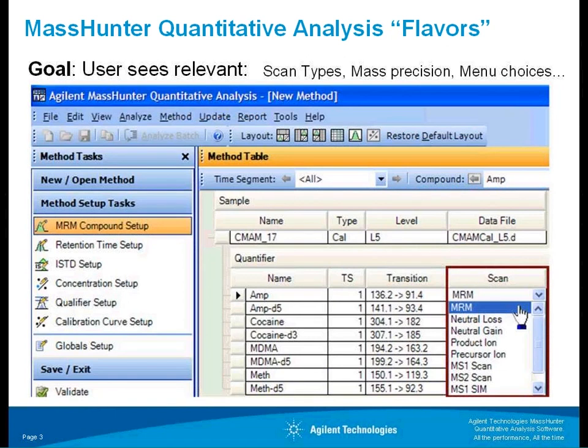So if I look at the flavors, let me give you a concrete example. One of the differences I mentioned is the scan types. If I look at a triple quad instrument, I'll see that there's a number of scan types in the MS-MS instrument. Of course, the mass precision is different with a unit mass resolution versus an accurate mass, and there are some choices in the menus that change between the instruments. But for the vast majority, the presentation is the same. It's just our goal is that the user just sees the relevant choices for that instrument.